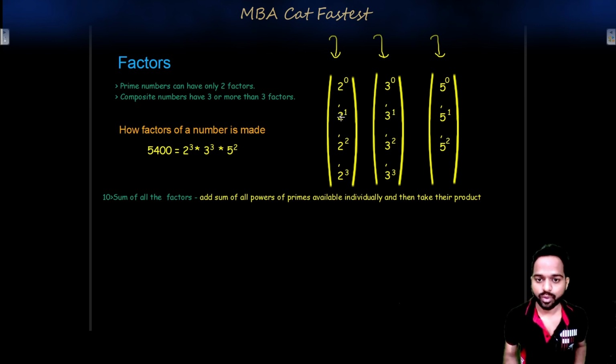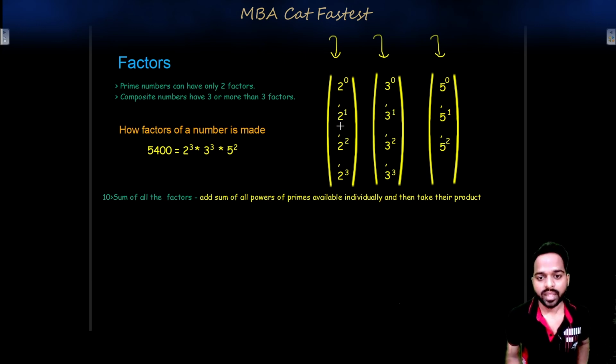Let's say 2 to the power 1 multiplied with 3, or it could be multiplied by 25, something like this. So sum of all the factors can easily be calculated by taking the sum of all the powers of a prime, multiplied by the sum of all the powers of another prime which are available for the number n, and then multiplied by the sum of all the powers of another prime which are available for n.